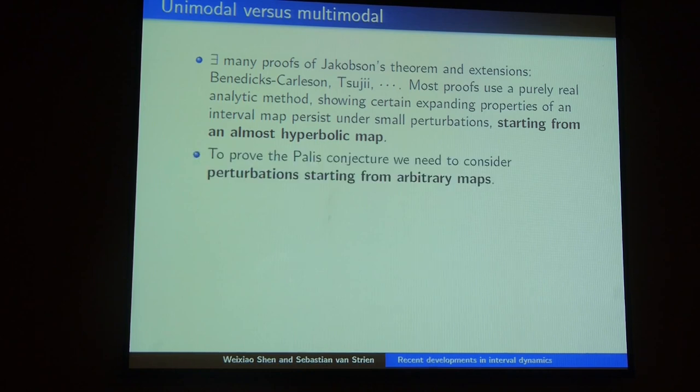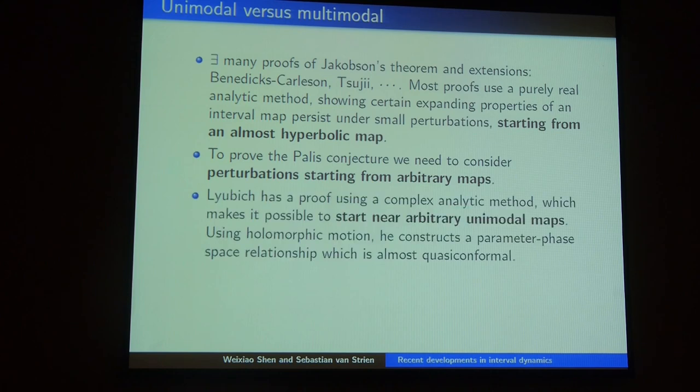But to prove Palis' conjecture, we have to start with an arbitrary map, not a map with a strong expanding property. Some maps don't have a strong expanding property. In the unimodal case, this was done by Lyubich using a complex method, basically the main tool called holomorphic motion, which enabled him to start from an arbitrary non-hyperbolic map in the unimodal case.